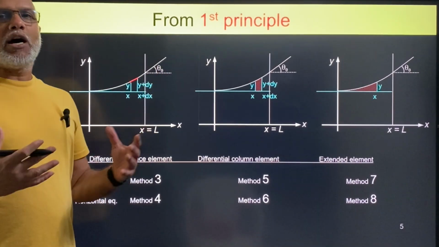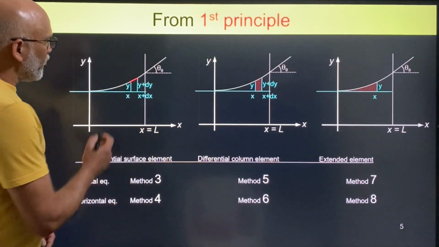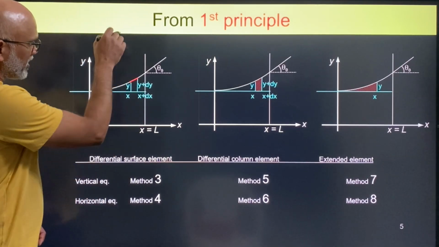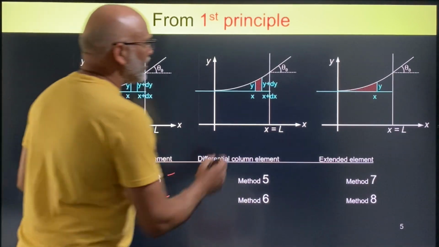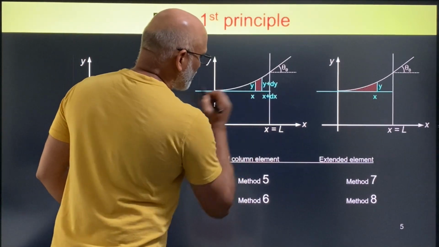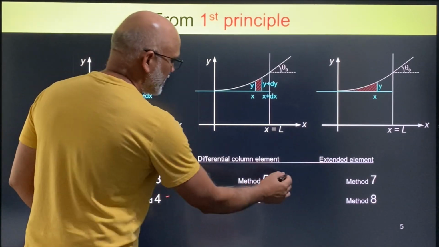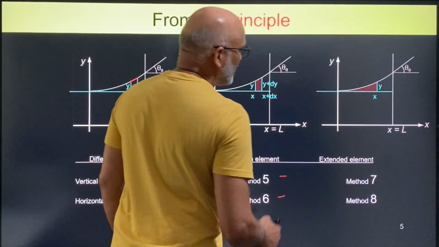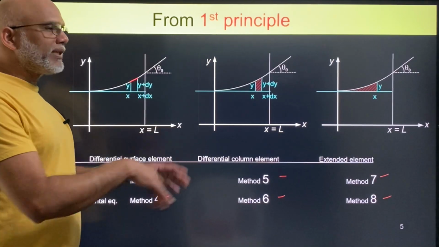It actually boils down to choosing an element and balancing the forces on it. So if I choose a differential surface element and balance the force in the vertical and horizontal direction, I get these two methods. Then if I choose a differential column element and then balance the forces, then I'll get these two methods. And then if I choose an extended element and then balance the forces, then I'll get these two methods. We'll talk about that next.